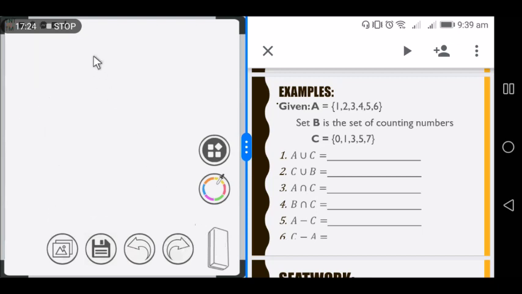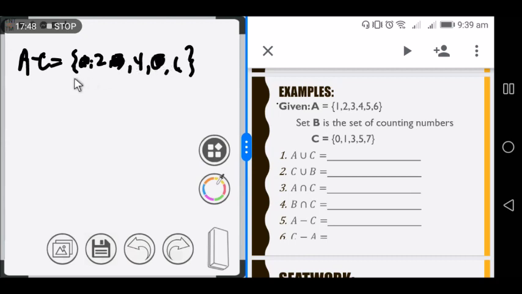Next, burahin muna natin. Then, we have number 5, A minus C. So, ibabawas daw natin yung elements ng C sa A. So, dahil ang parehas lang namang elements ay 1, 3, 5, ibawas daw ang 1, 3, 5 sa A. So, ang A naman ay 1, 2, 3, 4, 5, 6. Tatanggalin mo ang 1, ang 3, at ang 5. Ang matitira ay 2, 4, and 6.